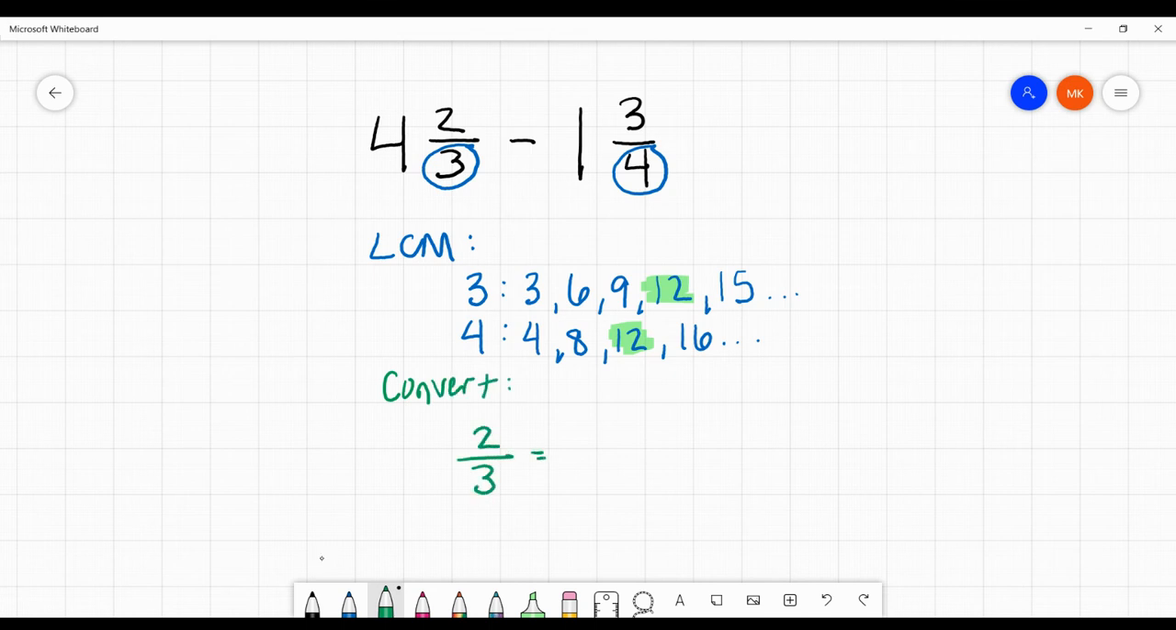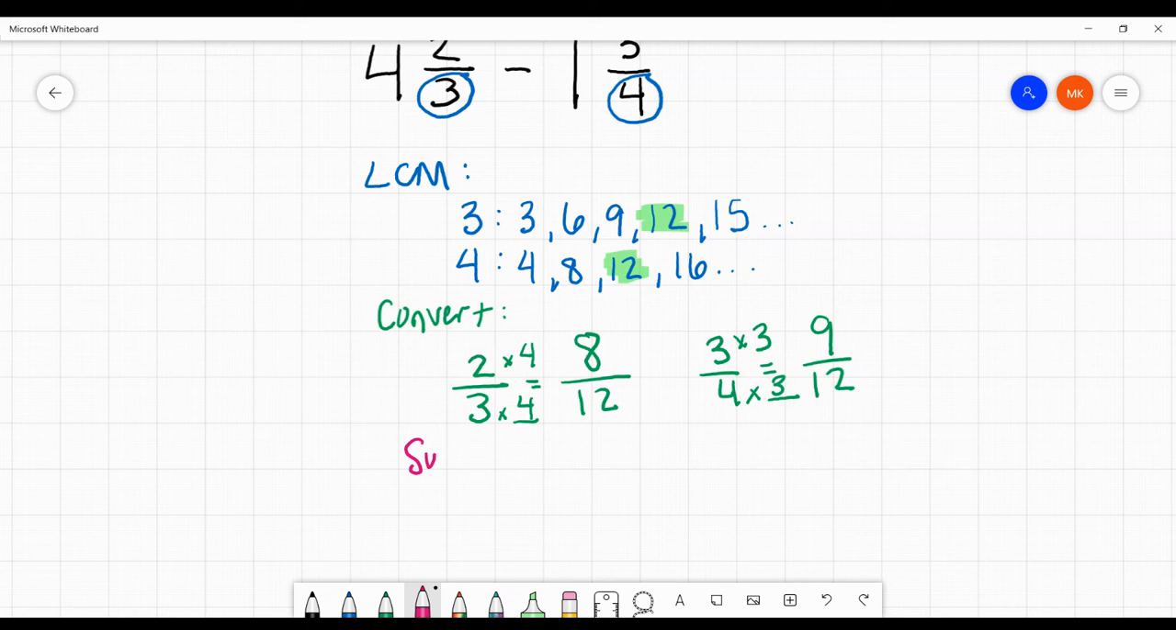2/3, if I want it to have a denominator of 12, 3 times what equals 12? That answer is 4. 2 times 4 is 8. 3/4, I want it to have a denominator of 12. 4 times what equals 12? That is 3. Whatever I do to the bottom, I do to the top. 3 times 3 is 9.